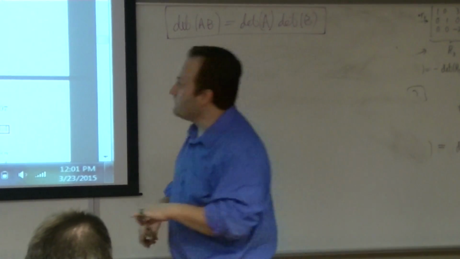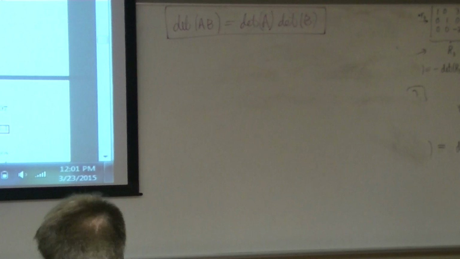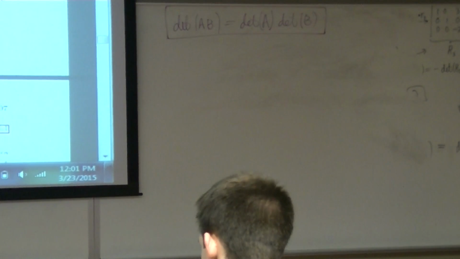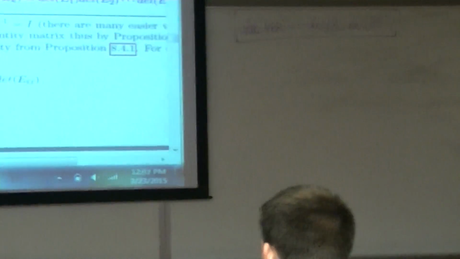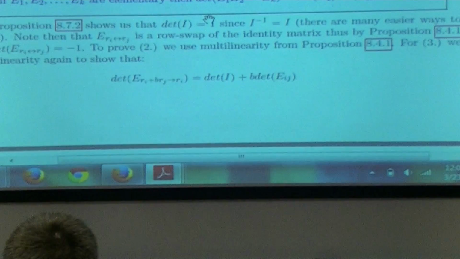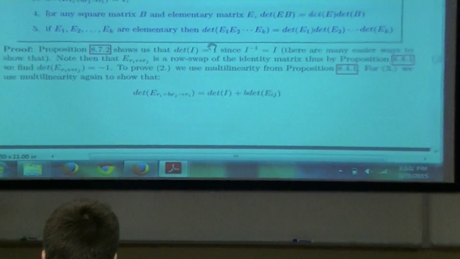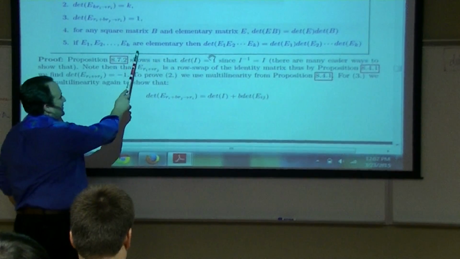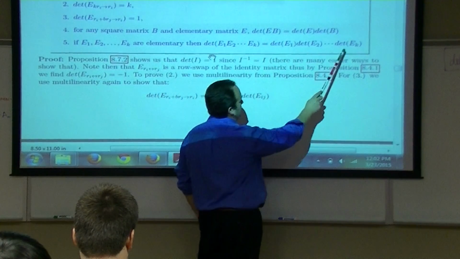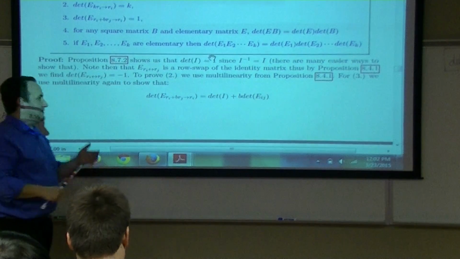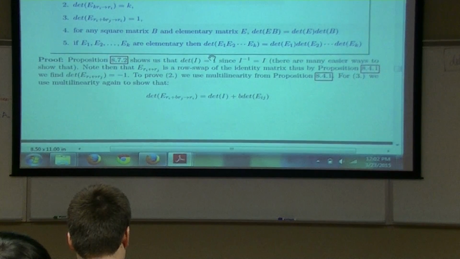So that's an actual arbitrary matrix A and B, not just an arbitrary... So the proposition we're staring at right now is just your elementary matrix. The one you wrote on the board. So E1 through EK are elementary matrices, and the determinant of the product of elementary matrices is the product of the determinants of the elementary matrices.